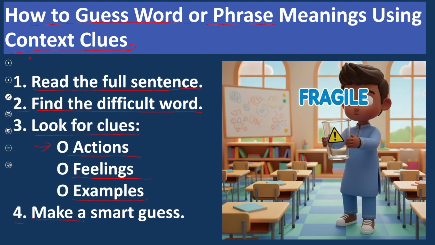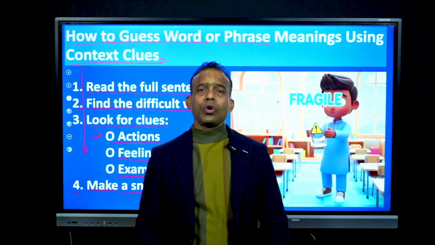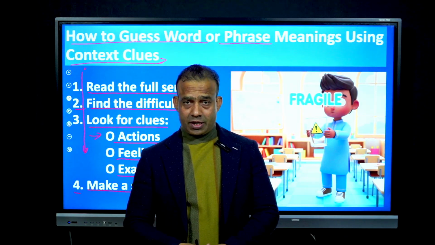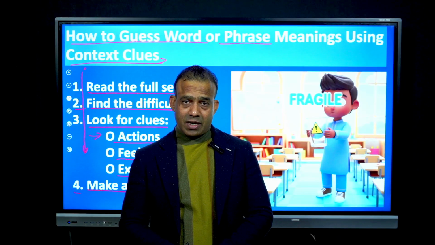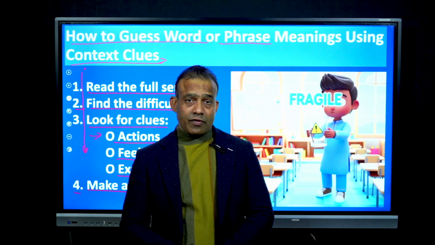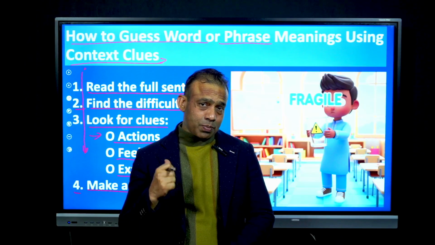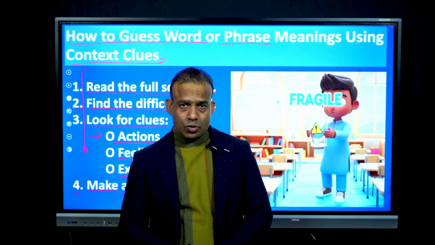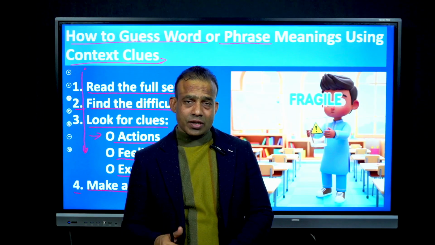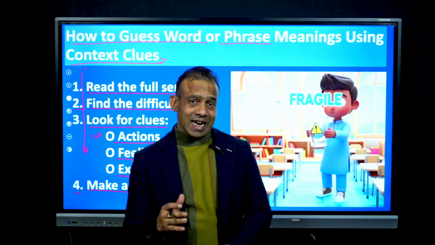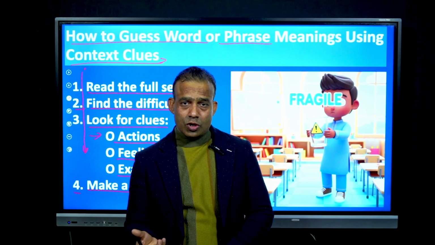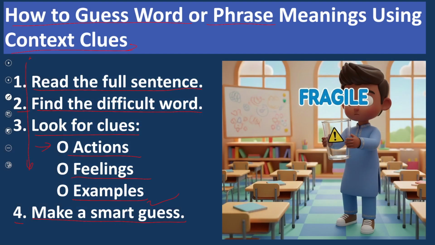Number four, make a smart guess. After doing these three steps, then you will be able to make your educated or smart guess. So, dear learner, this is the process. Whenever you meet an unknown word, if you have the practice of this process, you also can do this and guess the exact or the smart meaning of that word which you don't know. Now, move to the next slide.